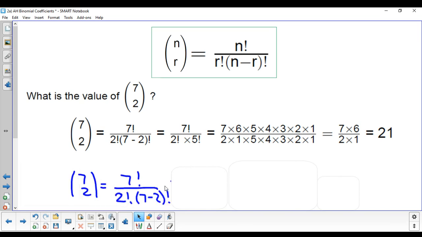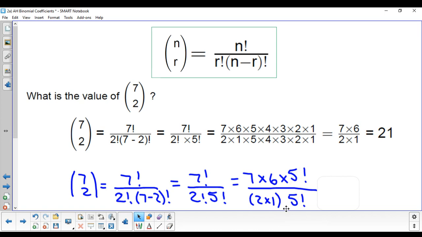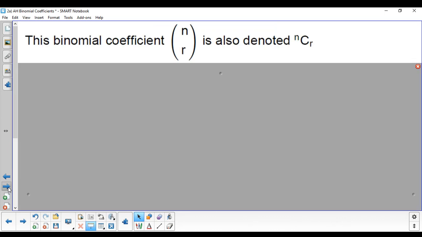I'd write the first two parts the same. You can write times or you can just write them beside each other. And 7 factorial means 7 times 6 times 5 factorial. Then what we can see is that the 5 factorials cancel out and you end up with 42 over 2, which is 21. You can cancel the 2 and the 6 down as well.